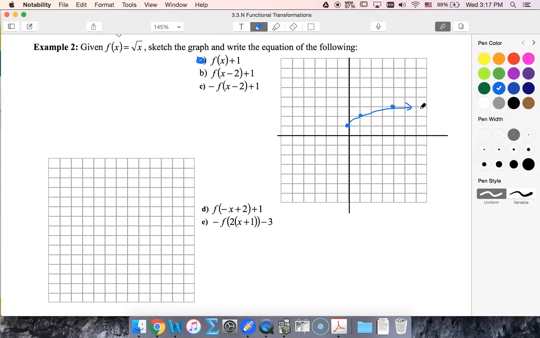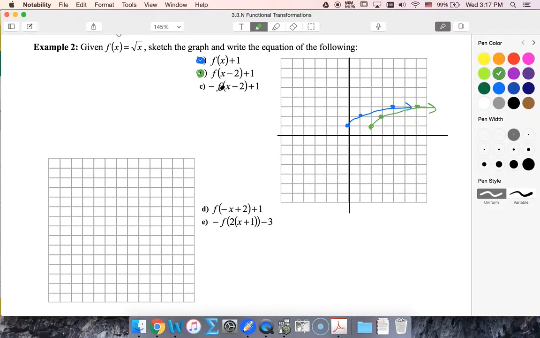All right, I'm going to take this function that has been shifted up 1, and now I'm going to move it 2 to the right. So this same function, I'm now going to move 2 to the right. Yep, 2 to the right. All right, so there we go.